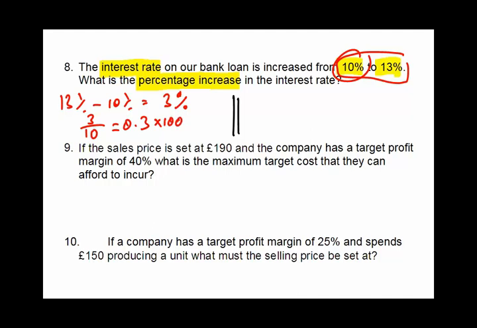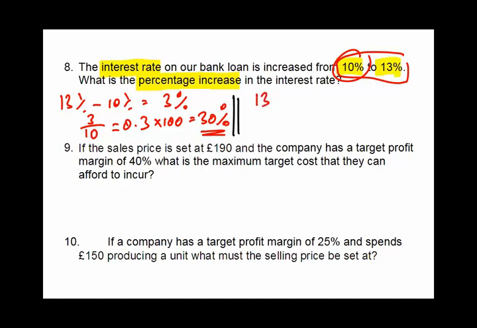And if we multiply by 100 as usual, well, that's actually a 30% increase in our interest rate. To go from 10 to 13 is actually a 30% increase, which is quite a significant rise. It isn't just a 3% increase.